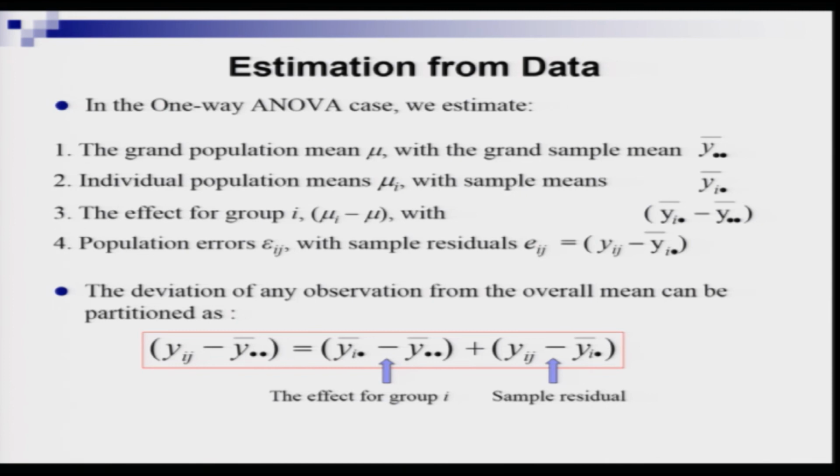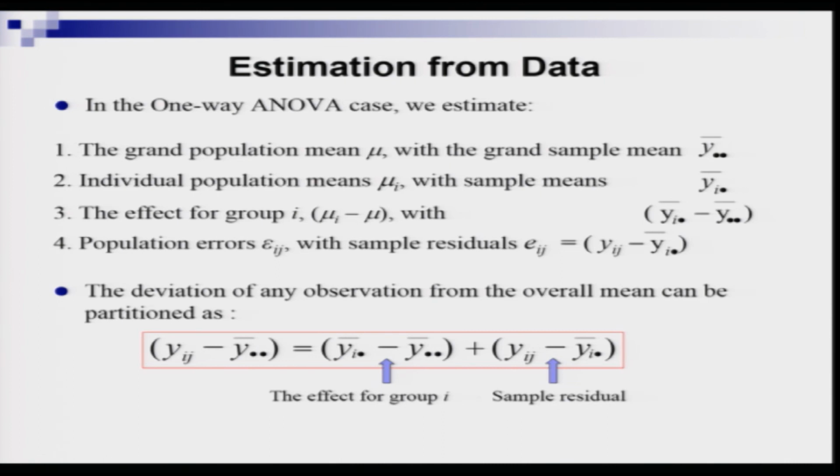Then the third in the list is the effect for group i. That is basically the alpha i that I have shown you in the slide. In other words, that is mu i minus mu. How can we find an estimator to measure the effect for group i? That is basically by taking the difference between these two means that we have already calculated.